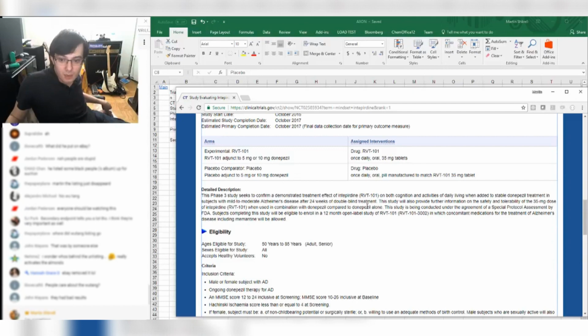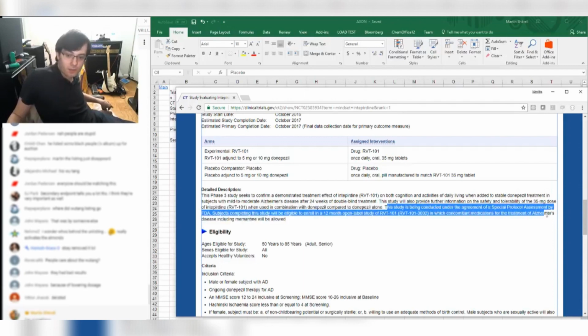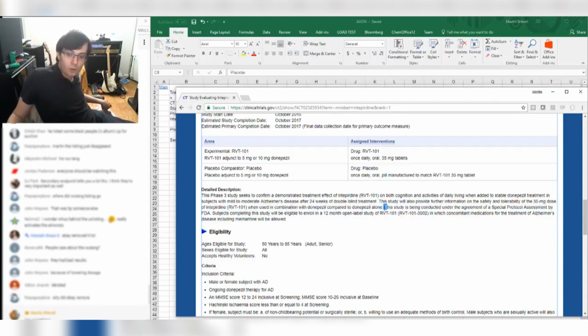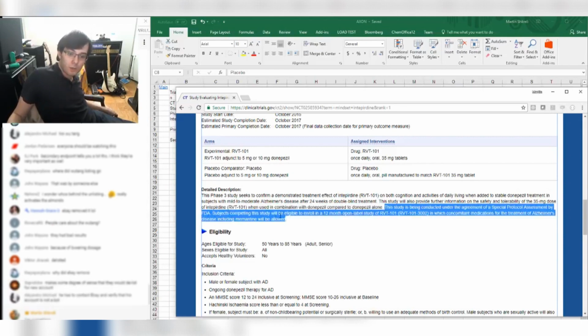There's an SPA with the FDA, which is somewhat helpful, but not too helpful. Basically, the SPA is an agreement with the FDA that your protocol would be approved if the study meets its primary endpoint.